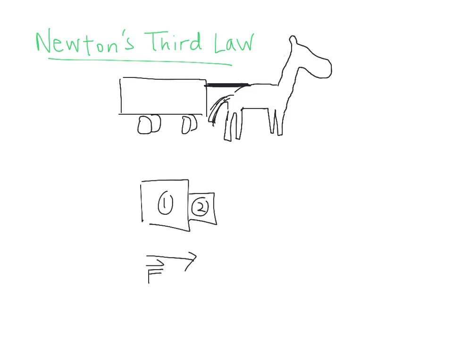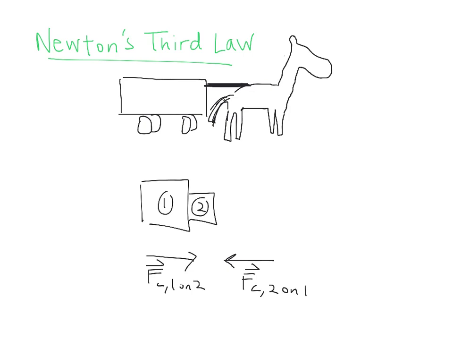force, so F sub c of 1 on 2, and it has the same magnitude but the opposite direction, so the same length of arrow but opposite direction, as the contact force of object 2 on object 1. So these two forces exist simultaneously. It's not as if the action force causes the reaction force at a later time. They both exist at the same time.